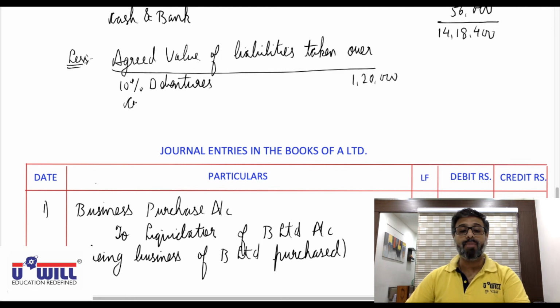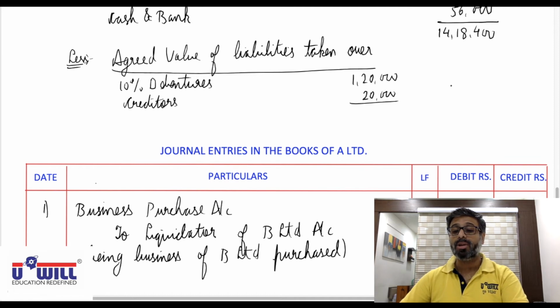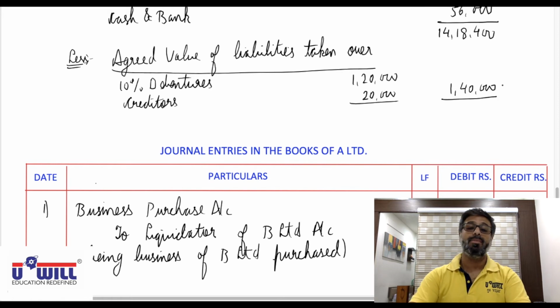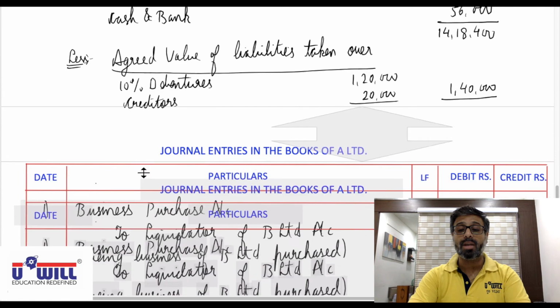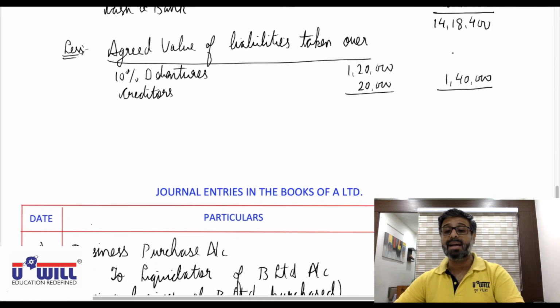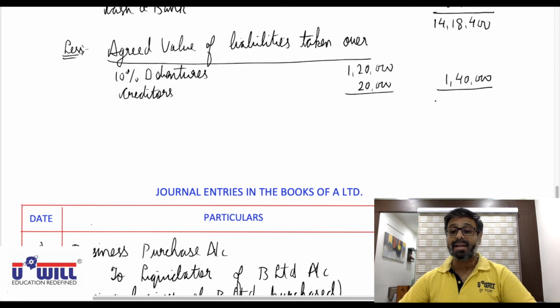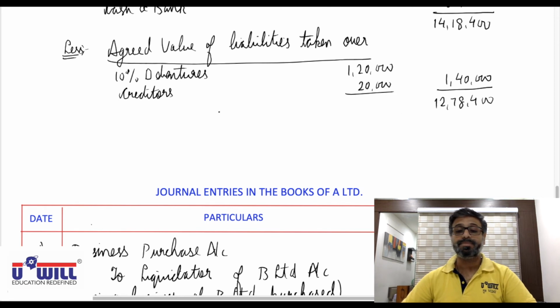Creditors are taken at book value only, that is 20,000. Okay, creditors you all can see in the question, they are taken at book value only, that is 20,000. So 1,40,000. Two liabilities are taken over, and that value is 1,40,000. So what is the total net assets? Assets minus liabilities. 14,18,400 minus 1,40,000, that is 12,78,400. These are net assets.